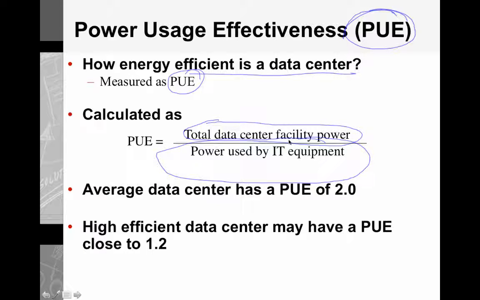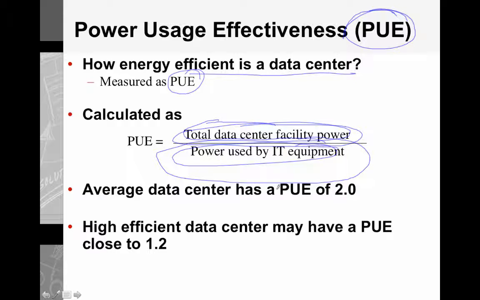Think about it. The only power you technically need is the amount of power needed to run the IT equipment. All the other power requirements are just to support it. So you take the total power and divide it by the IT power. You'll notice the numerator is always going to be larger than the denominator, and the idea is that you want that number to be as close to 1 as possible.